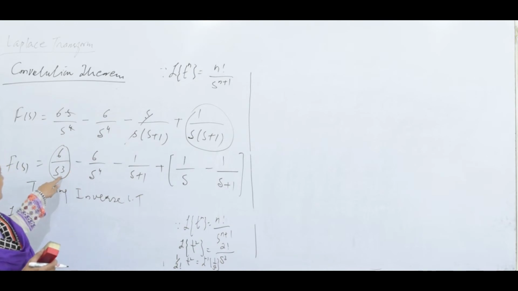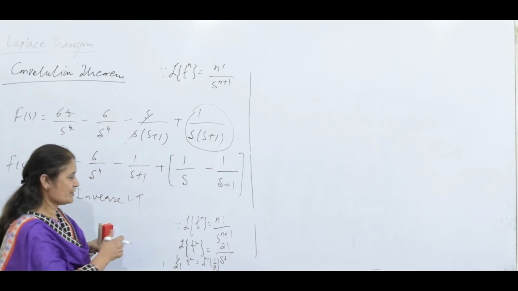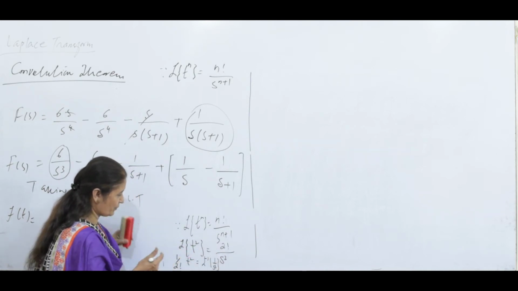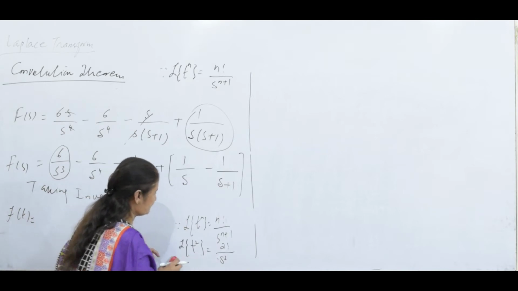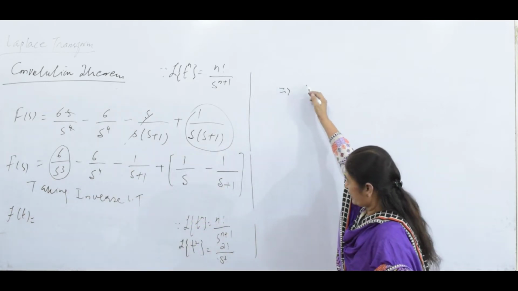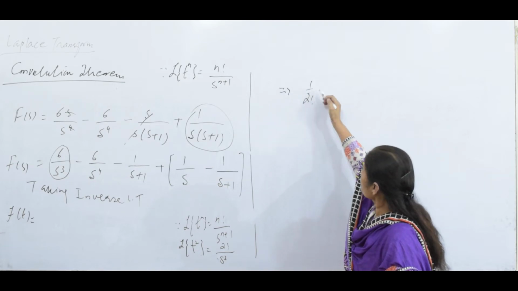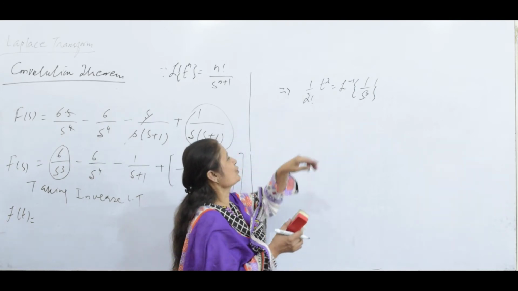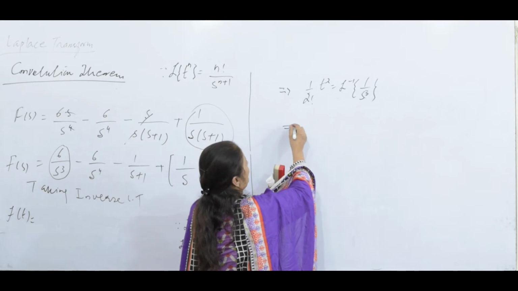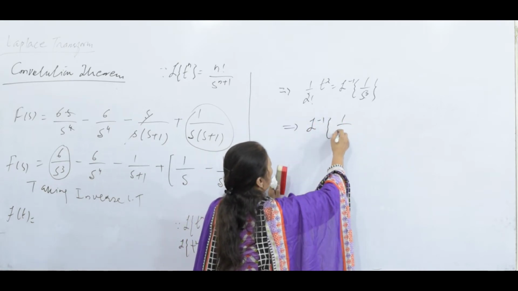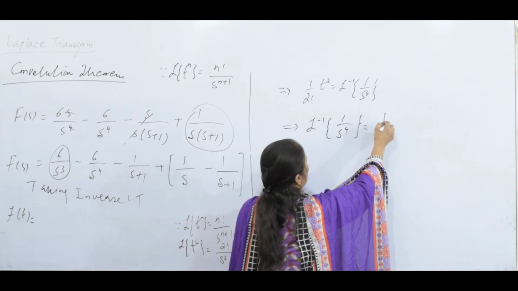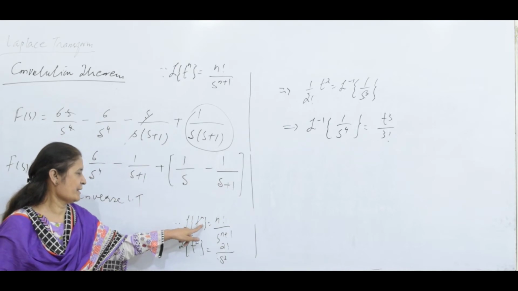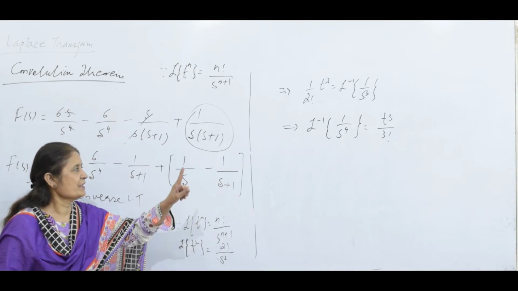We have to find Laplace inverse 1 over s cube. It means to make it cube where n is 2. Laplace t square is 2 factorial over s cube. So if I am here, I would like 1 over 2 factorial. So Laplace inverse 1 over s cube is equal to t square over 2 factorial. Similarly, Laplace inverse 1 over s4 is equal to t cube over 3 factorial. If n is 3, Laplace of t cube is 3 factorial over s4.